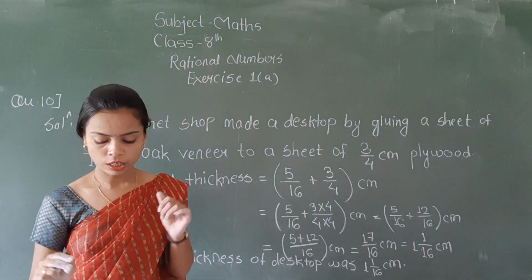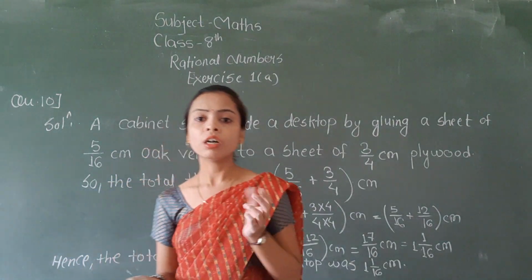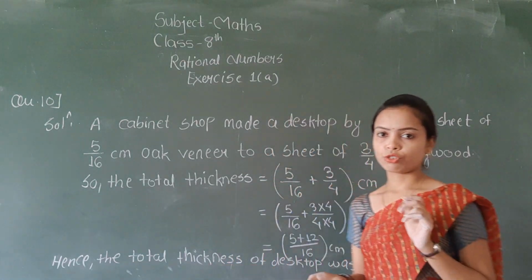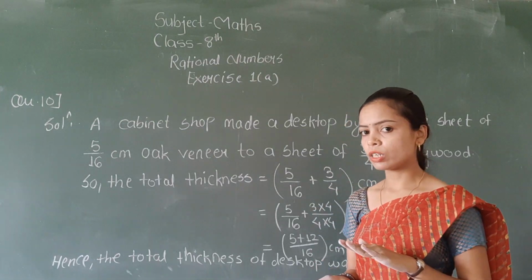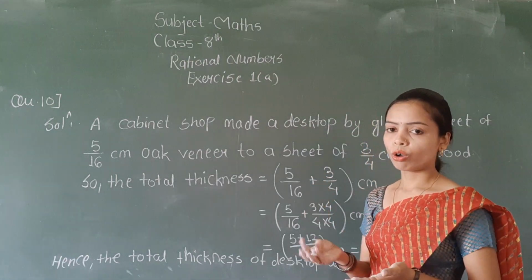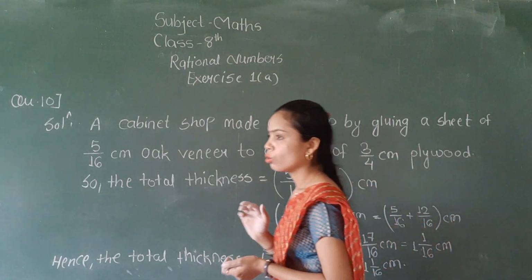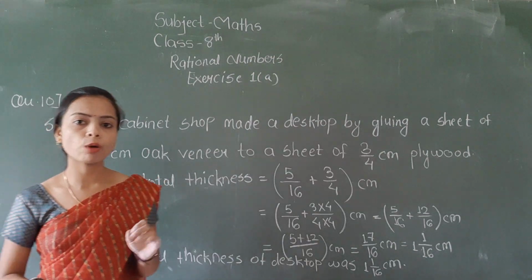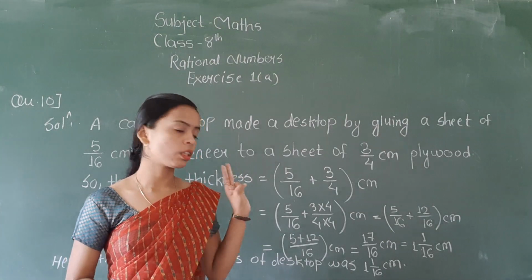ओके. आफ्टर दैट देयर इज अ क्वेश्चन नंबर 10 in which there is a shop and they have to make the desktop. Okay, and they are making the desktop with two types of sheet. One is an oak veneer sheet and another is a plywood. So first they apply the veneer sheet. उसकी thickness कितनी थी 5/16 centimeter and after that उसके ऊपर उन्होंने कौन सी लगाई थी plywood sheet. उसका thickness कितना था 3/4 centimeter and if we have to find out the total thickness of the desktop, so we add the thickness of both of them.